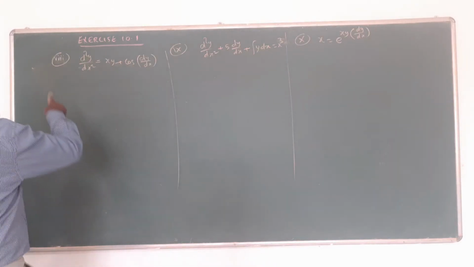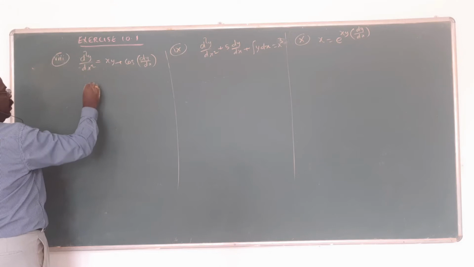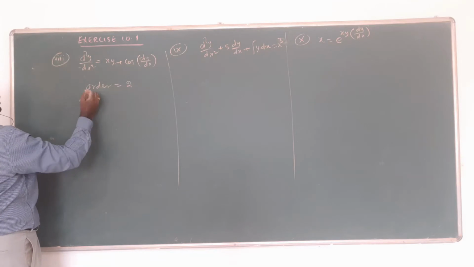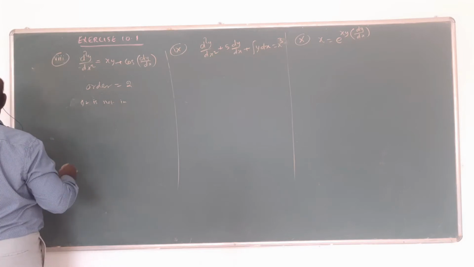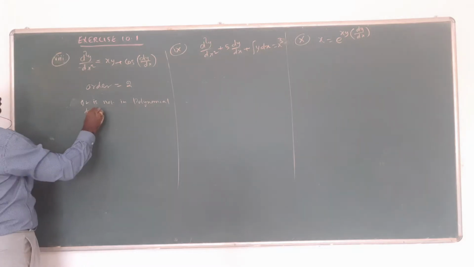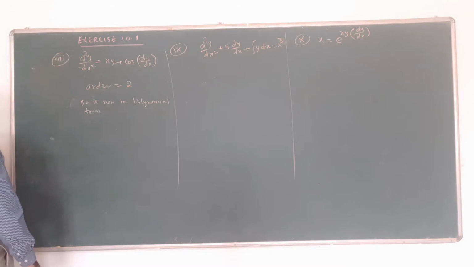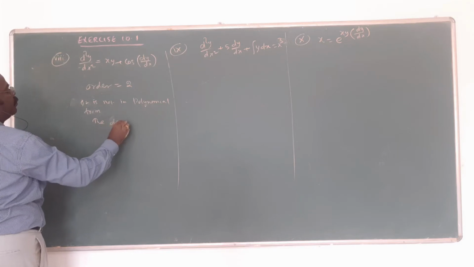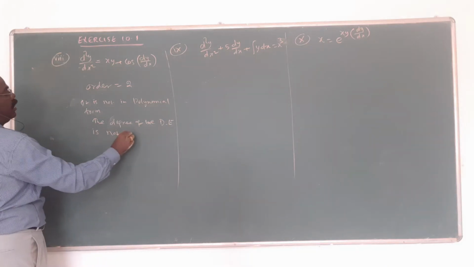Now next question, 8th question. Find the order and degree. d square y over dx square: the second order, order is 2. But this is not here. It is not in polynomial form. Okay? Polynomial form. Am I right here? Cos of a differential is there. That's right? It is not in polynomial form. Therefore, the order and degree of the differential equation is not defined.